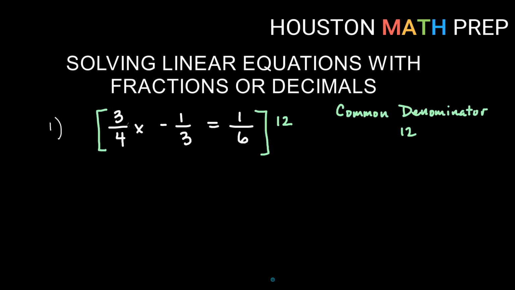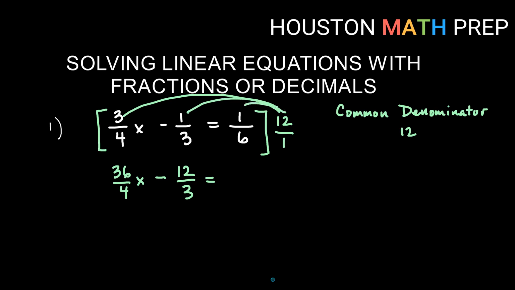Now, if you remember, if you're multiplying fractions by 12, you may think of it as 12 over 1. So we're going to be multiplying the top of every fraction by 12; multiplying the bottoms by 1 won't change anything. So 12 times the 3 gives me 36 over 4, x, minus 12 times the 1 gives me 12 over 3, equals 12 times the 1, 12 over 6. We can do that because we can multiply any equation by any number except 0 on both sides, and that's a totally okay thing to do.